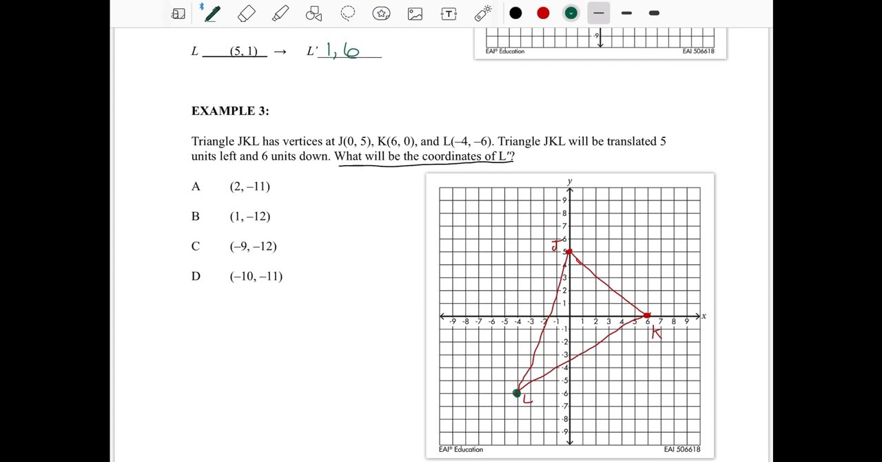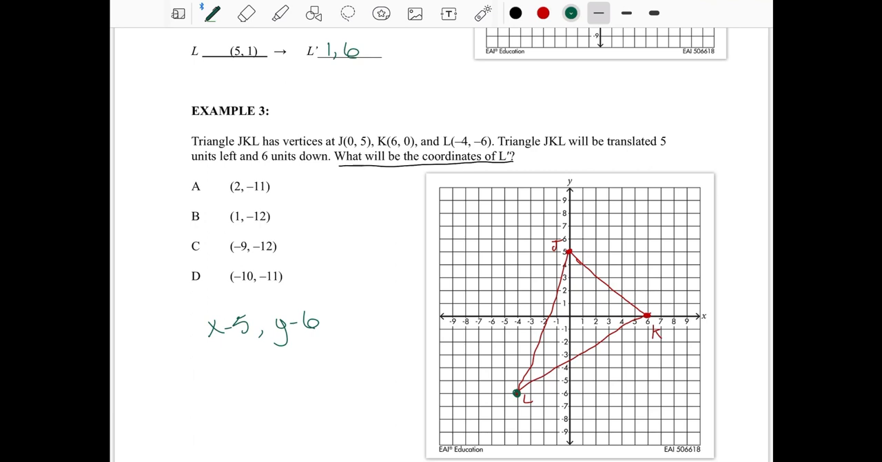So if we do exactly what they asked us to do with this translation, they told us 5 units left. So we know left deals with our x-axis. So we're going to do x, and left means subtract, x minus 5. And then for our y value, it told us to go 6 down. Down means negative or subtract, so y minus 6. Now, if you look at your graph, sometimes you don't have enough space to graph it. If you don't have enough space, let's use the rule.